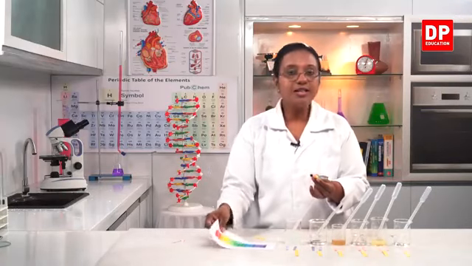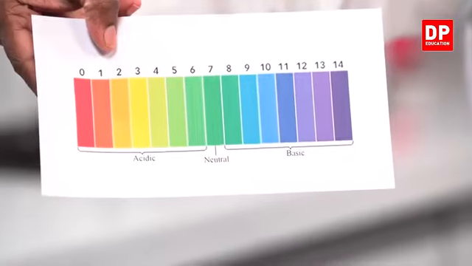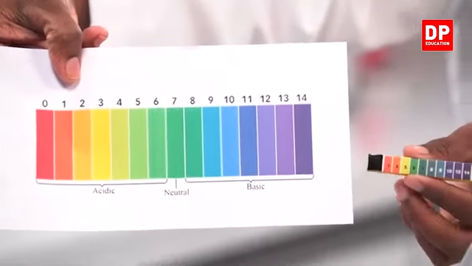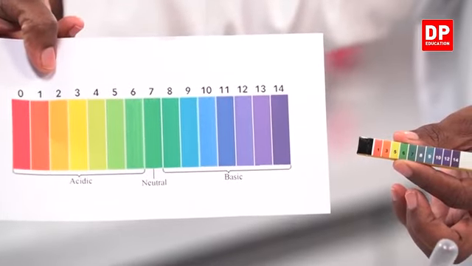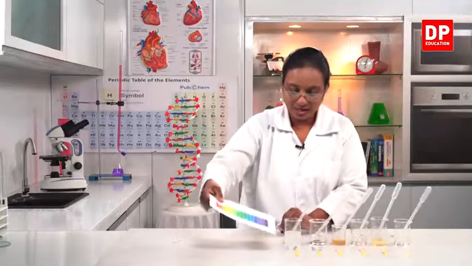So to show you all the color change clearly, I have this printed pH scale. This is there in your textbook as well. You can see they are both similar. The pH scales are similar. Can you all see that? So this is more easy to observe the colors.